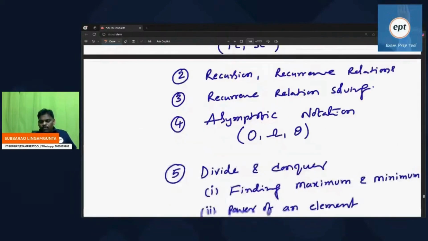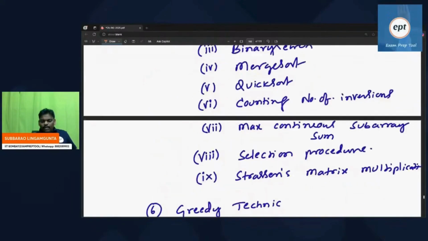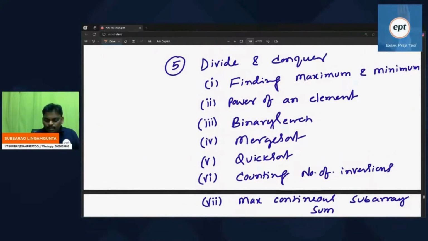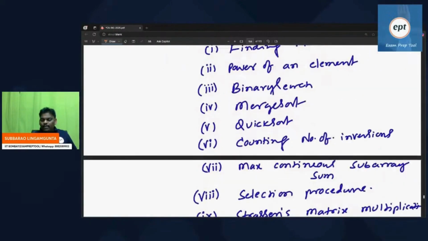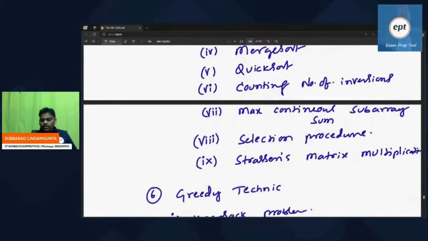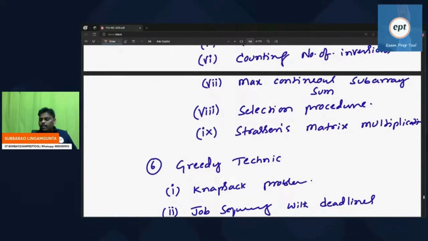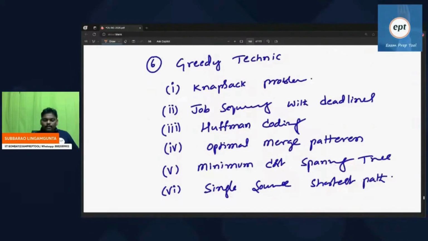I will cover A to Z. In the divide and conquer, these are the topics: finding maximum, minimum, power of an element, binary search, merge sort, quick sort, counting number of inversions, maximum continuous subarray sum, selection procedure, Strassen's matrix multiplication.